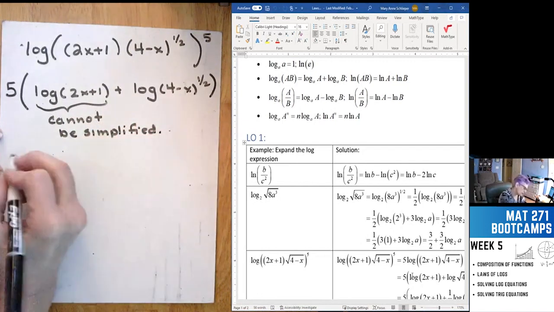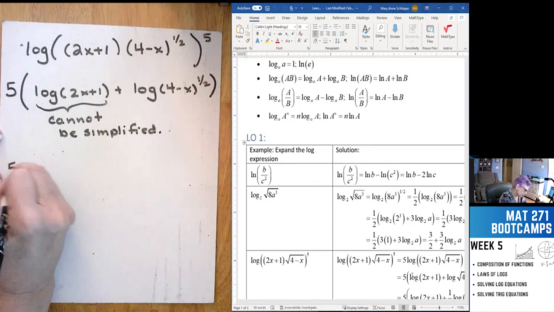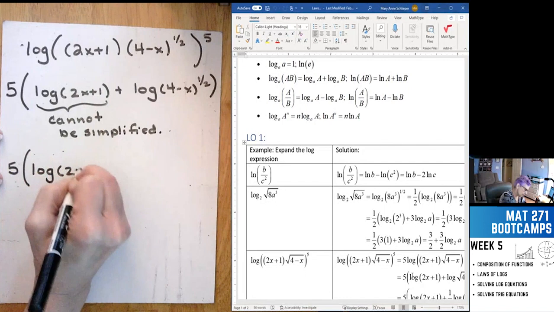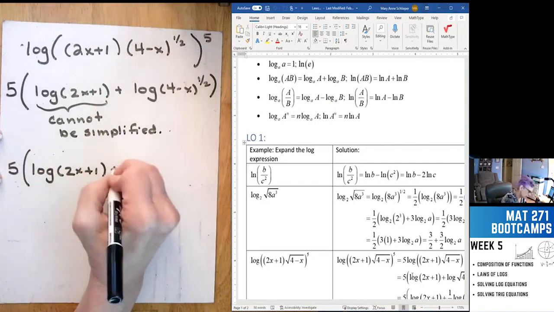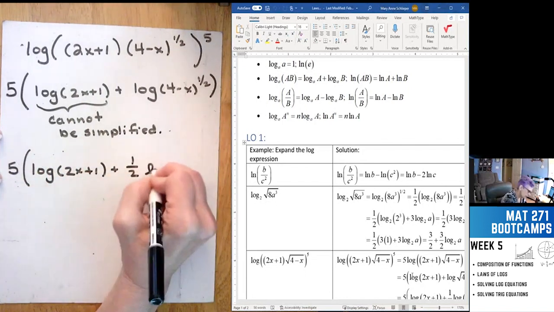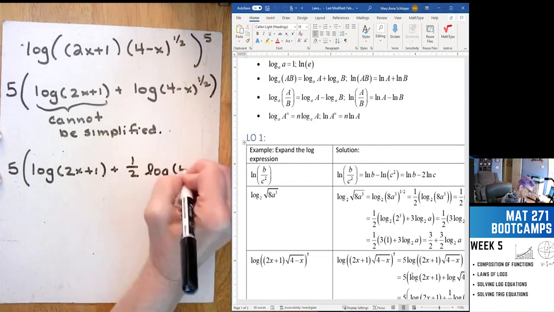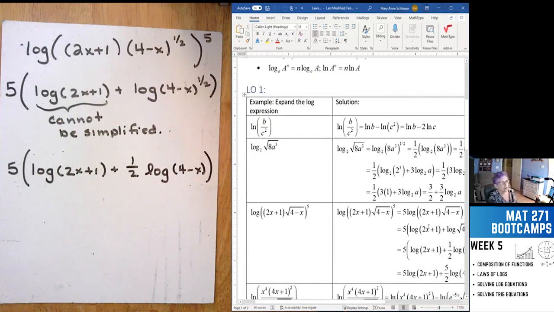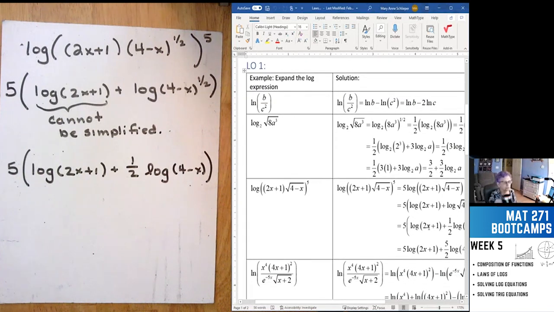So we have one last step that we can do. We can do 5 times log of 2x plus 1 plus half of log of 4 minus x. And you could distribute the 5 through there if you wanted to.